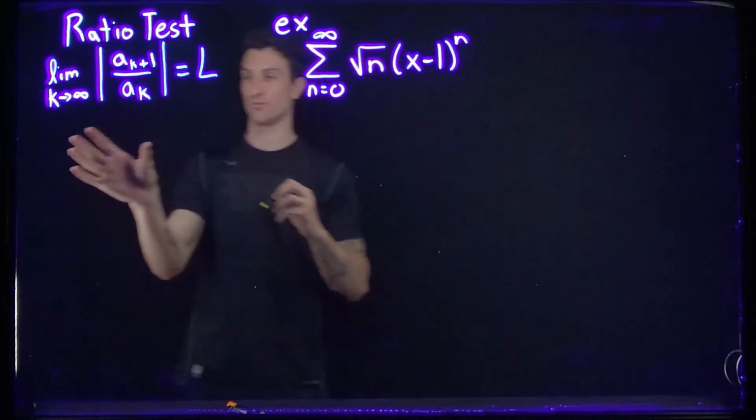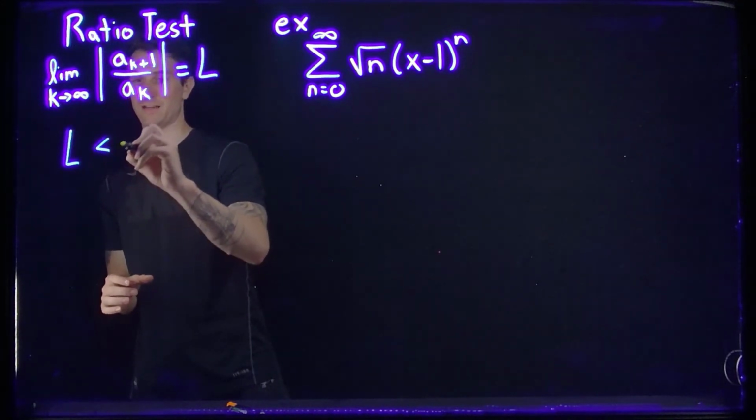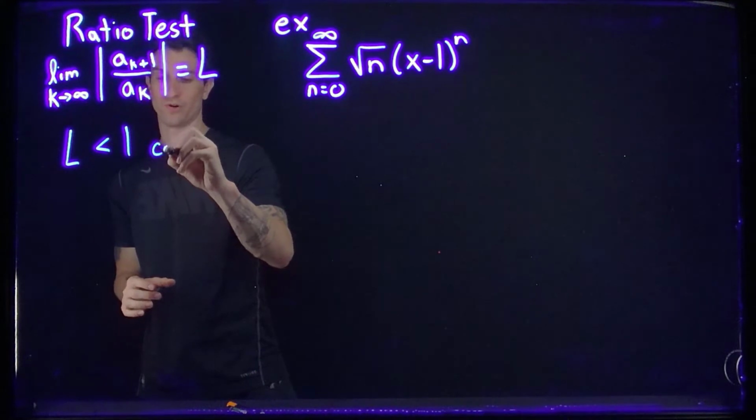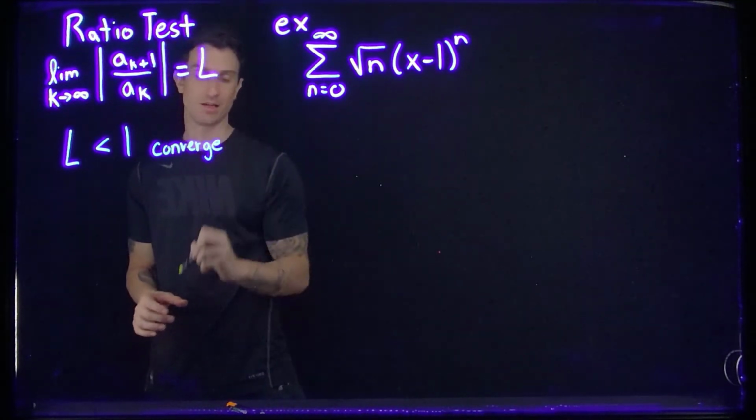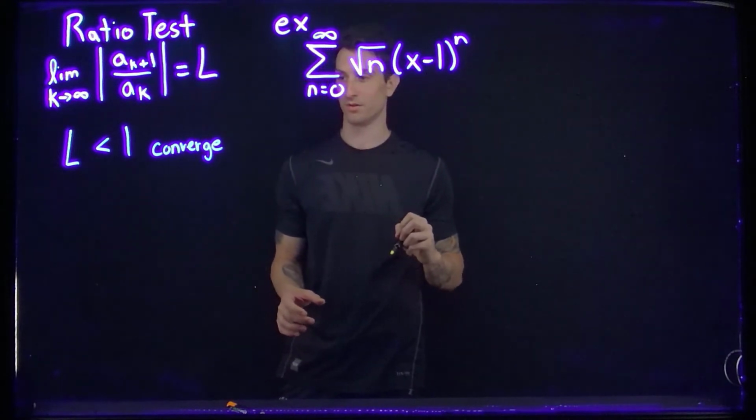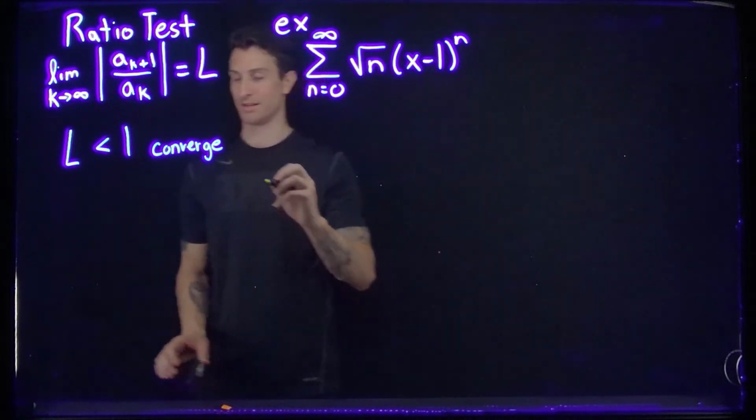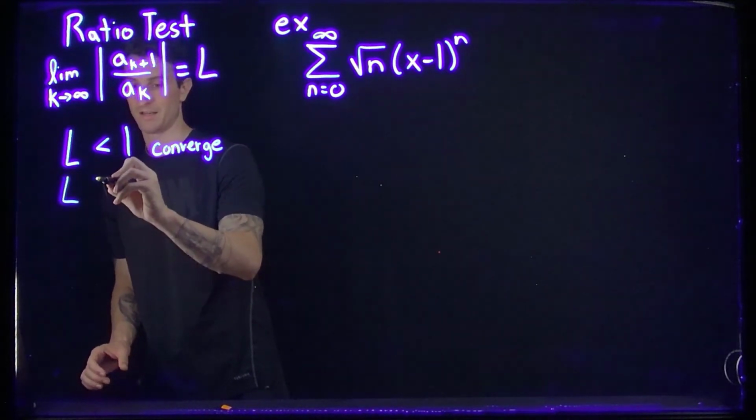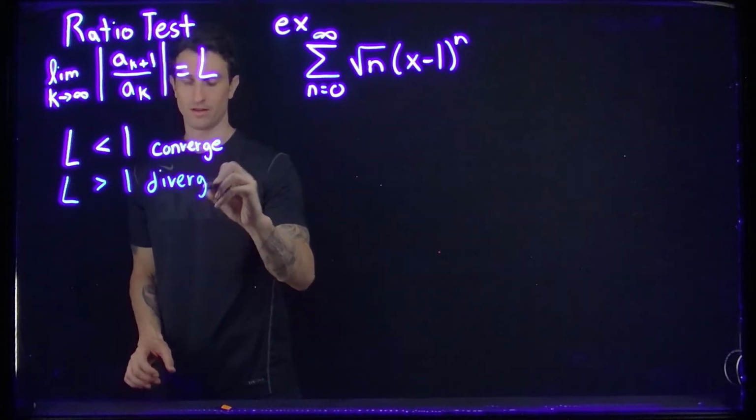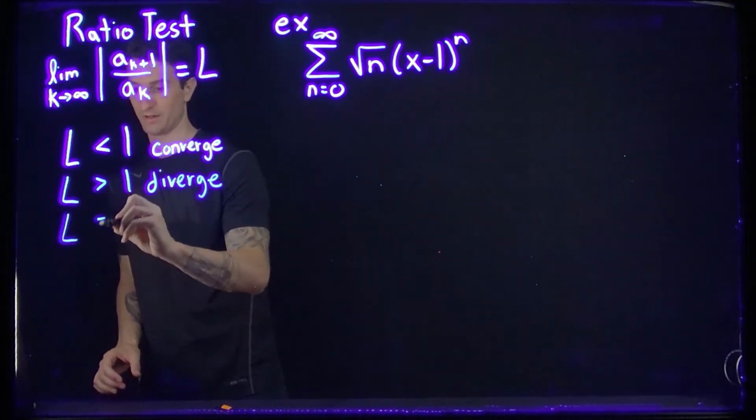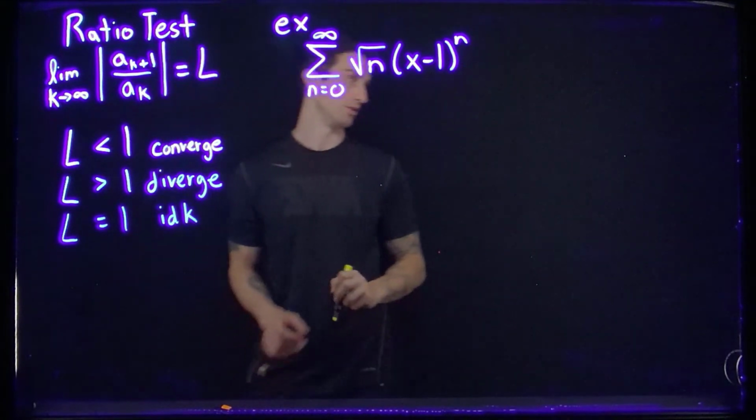And then our interpretation is, if L is less than 1, we will converge. There'll be some extra work we have to do, as you can see in your questions: what is the interval of convergence, and what is the radius of convergence? So we'll talk about that. If L is greater than 1, we diverge. And if L is equal to 1, okay, we don't know. There's more stuff we have to do.